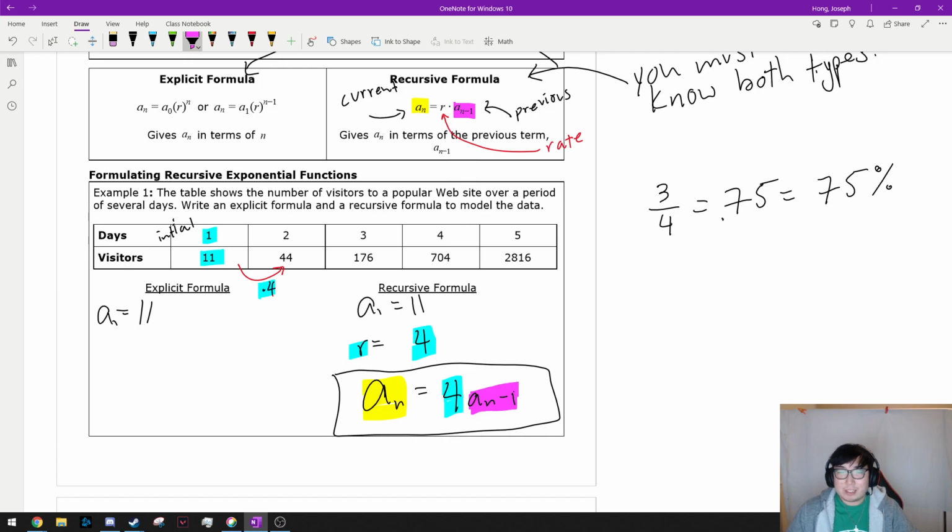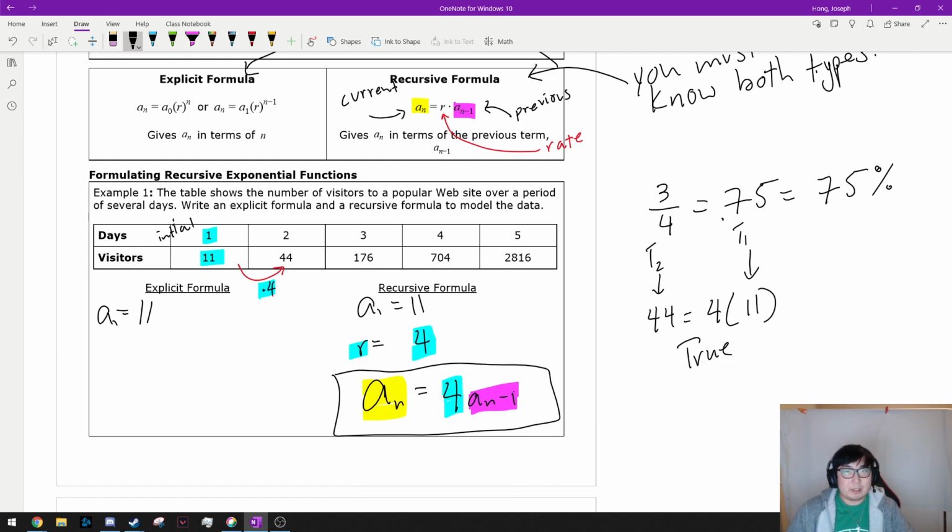So if I try to plug in this equation, it becomes, well, 44 is equal to, because this is term 2, 4 times, what's term 1? Term 1 is 11. And this is true. And this will be true for all of them. So this is why this is the recursive formula, a way for us to formulate the pattern between the visitors or the data shown for us.